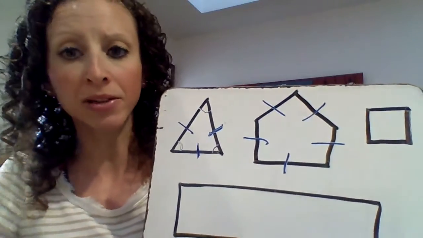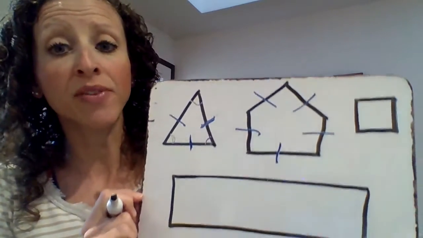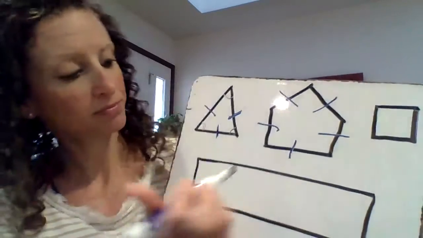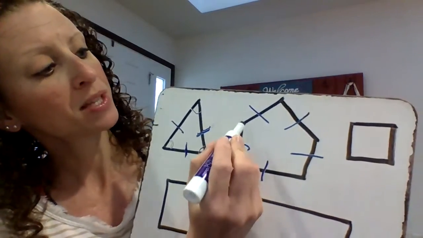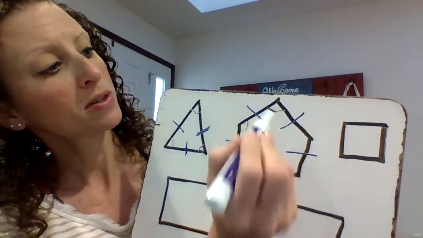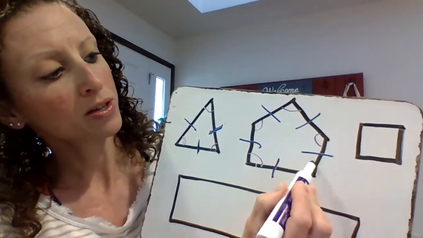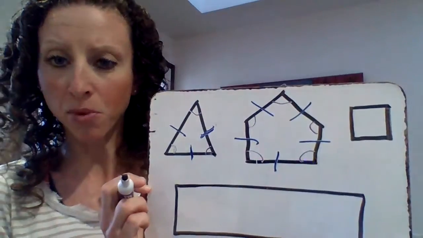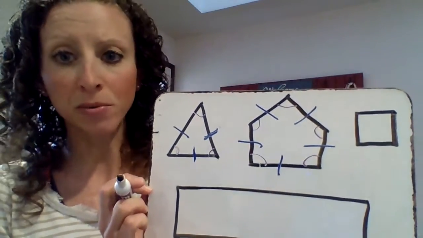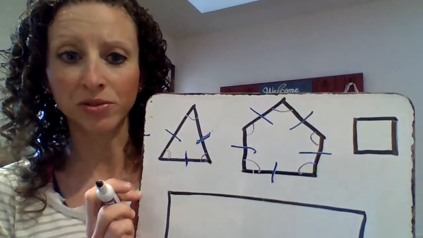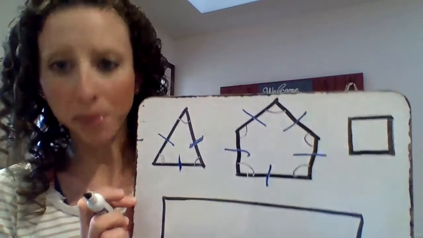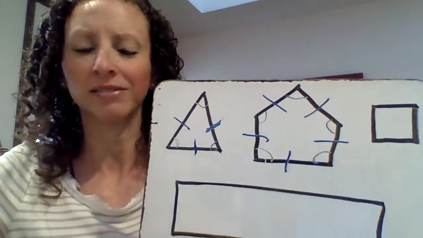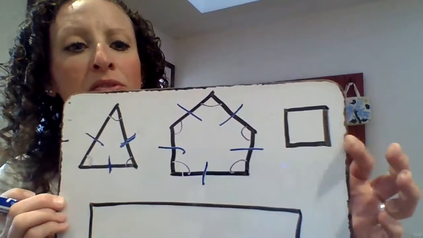Let's count how many angles it has. If it has 5 angles, then it's a polygon. 1, 2, 3, 4, 5. Yep, it's a polygon. It has the same number of sides as it does angles. And this one is called a pentagon. So this polygon is a pentagon. Lots of big words today, huh? Then I have this little guy over here.